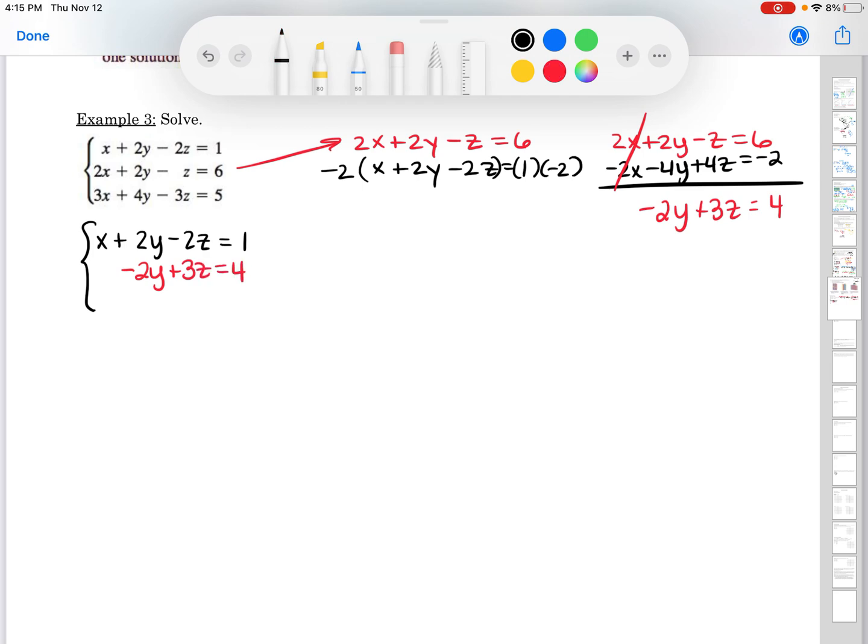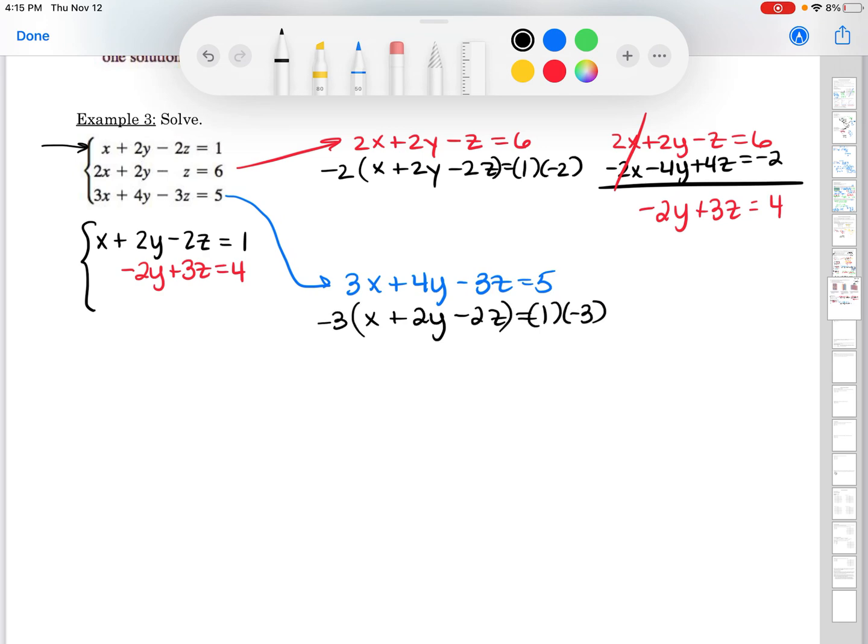And now we need to really fix that third equation. Okay, so instead of rewriting it, we're just going to save some space. And we're going to take that third equation. So we have 3x plus 4y minus 3z is equal to 5. And we need to get rid of the x first. So again, we're going to go back to that top row. x plus 2y minus 2z is equal to 1. And we have to multiply that equation by negative 3 so the x's cancel.